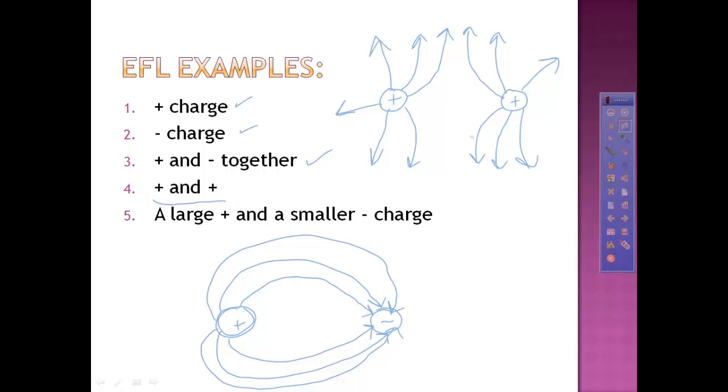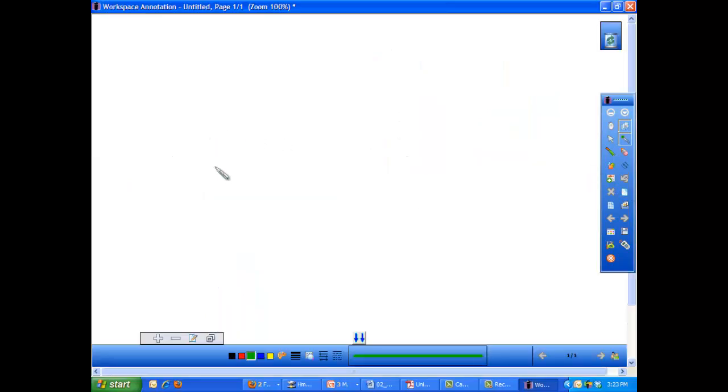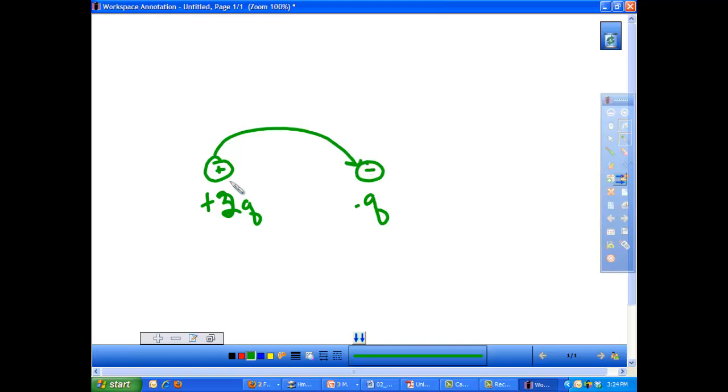Of course, two negatives would look the same, except the arrowheads would be flipped so that they're going towards the negative charge. And then the last one is, what does it look like when we have a larger charge and a smaller charge together? So let me pull up my other paper since I don't have any room. So let's say I have a positive here and I have a negative here. And let's say this is negative Q and this is positive. Let's say this one is, let's start it easy, 2 times the charge of this guy. So we're going to draw our lines just like before because it's an attractive force. The field lines are going to want to come together.